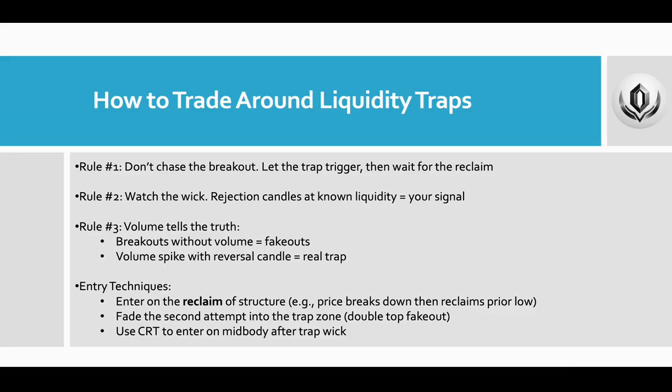So tips for entries in these areas. Look for the reclaim entry. Price breaks down, comes back above the level it faked through, and then reclaims. Fade the second test. It's often called a failed second attempt, obviously. And then use candle range theory. Enter off the mid bodies or the reaction candles with risk defined at the wicks. So you don't want to be reacting emotionally, you want to be responding to behavior.